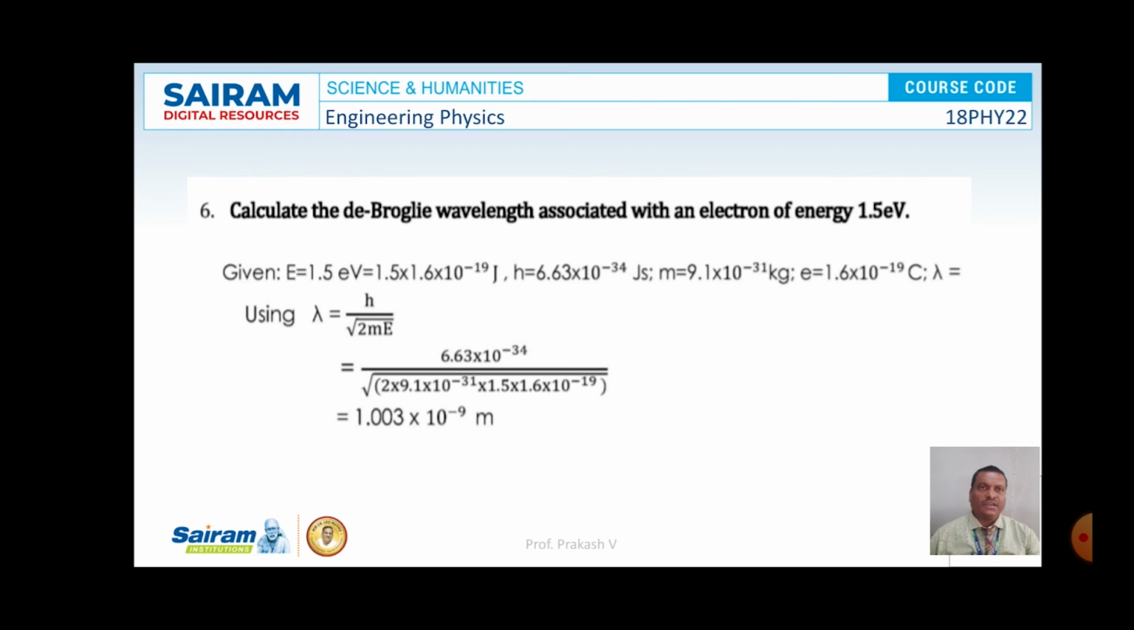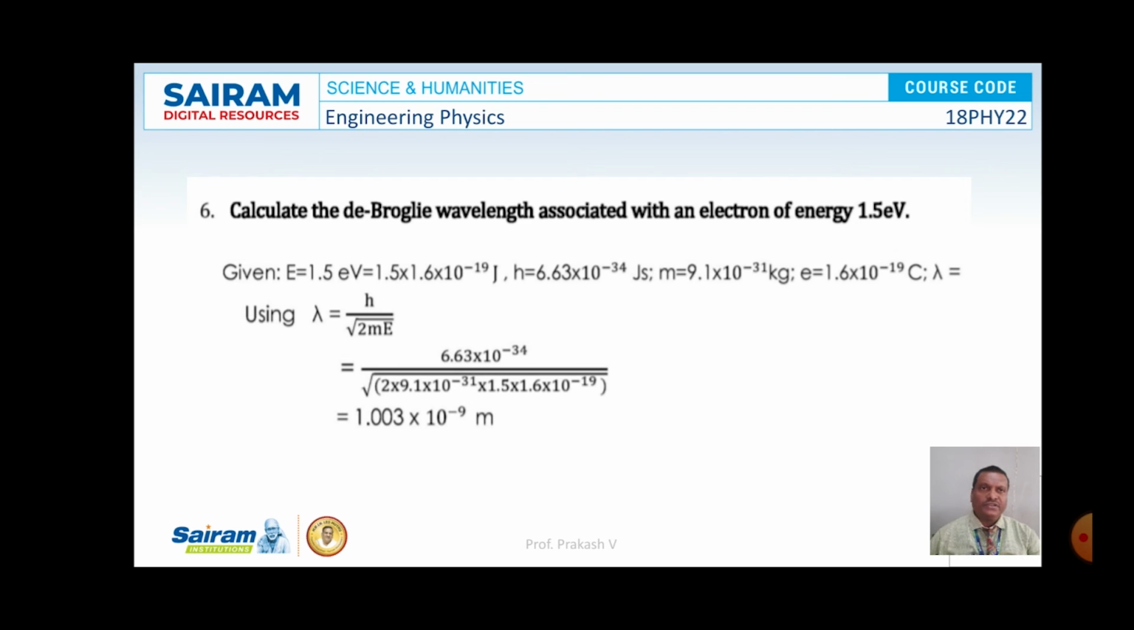So we have to calculate what is lambda. Lambda is equal to h by square root of 2me. Substitute the value of h, m and e. So we get 6.63 into 10 to the power minus 34 divided by square root of 2 into 9.1 into 10 to the power minus 31 into 1.5 into 1.6 into 10 to the power minus 19.